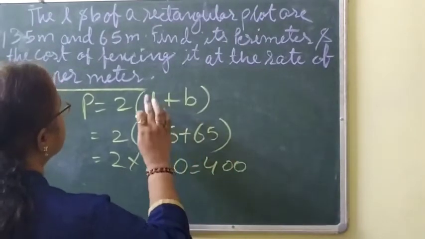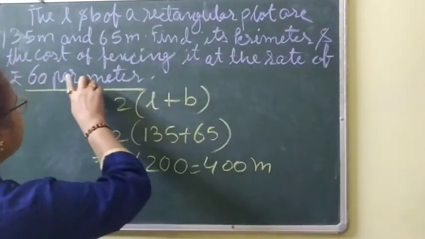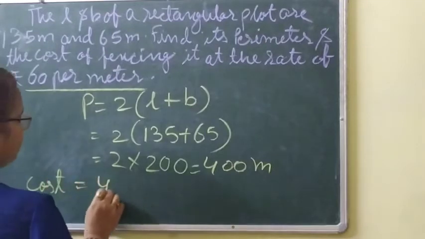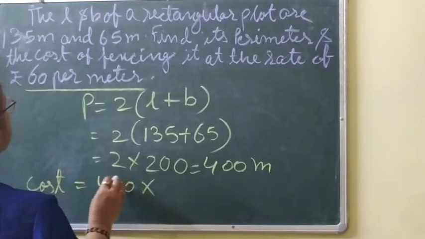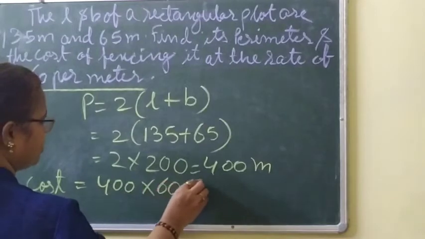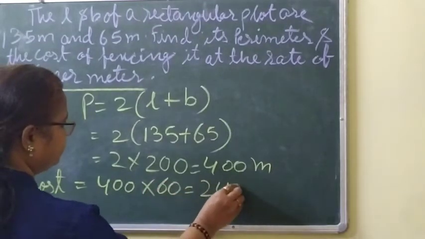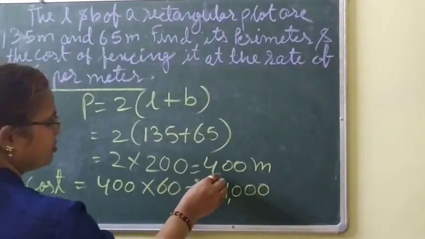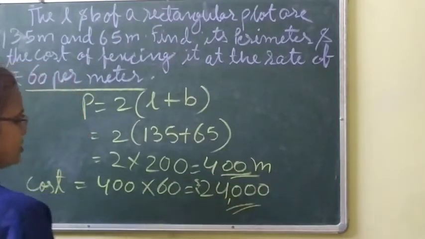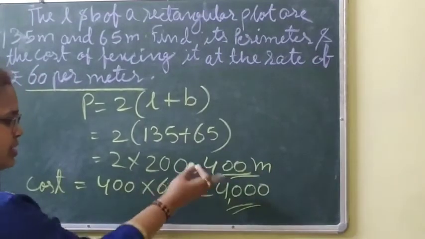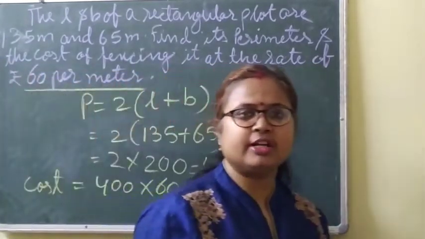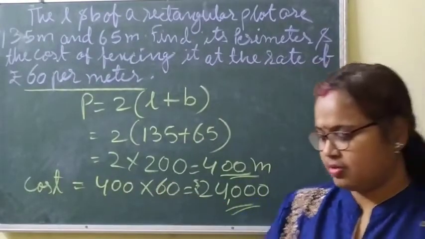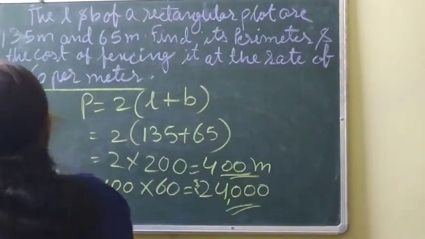That is 400 what? Meter. Clear? Then second part is cost. So cost will be what? Cost will be equal to 400 into rupees 60. So it will be rupees what? Rupees 24,000. So first answer is this one, second answer will be this. Okay? It is not difficult, it is very easy. First we will find out what? Perimeter, and then you will multiply the perimeter with the cost. Okay, now let's do the next question.